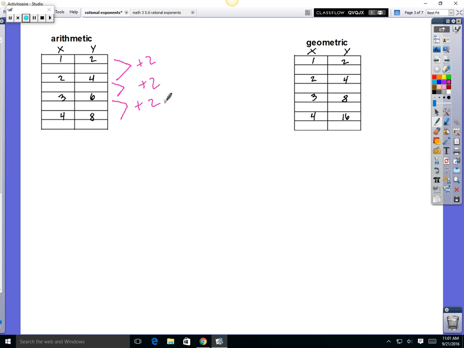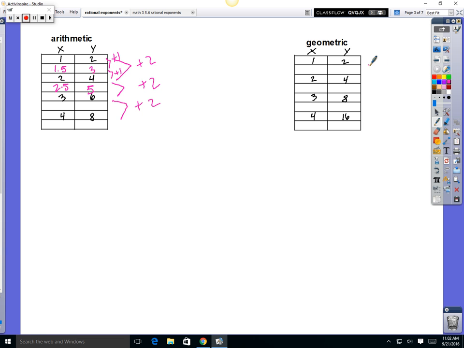Okay, now, if I want the in-betweeners, if I want 1.5, it will be 3, because that's going to be plus 1. Plus 1. If I want to go 2.5, that will result in a 5, because in between plus 2 is plus 1. Okay, now this one's not as easy.